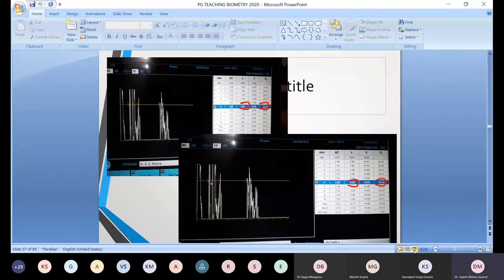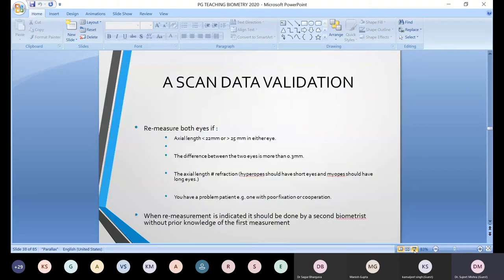So even if your machine is not giving you an accurate measurement, if you have an idea of the qualities of a scan spikes, you can manipulate it yourself to maximize the outcome of the same ultrasound biometer. So there lies the importance of knowing the ins and outs of biometry.